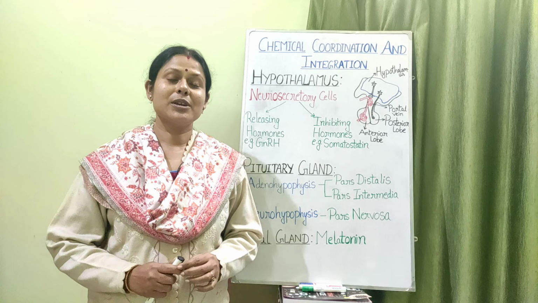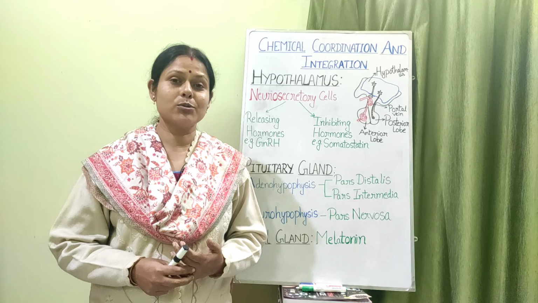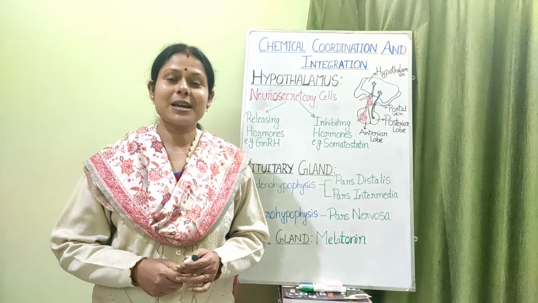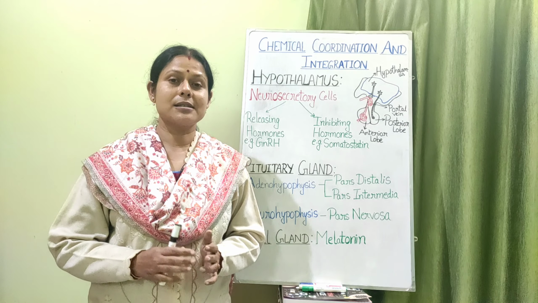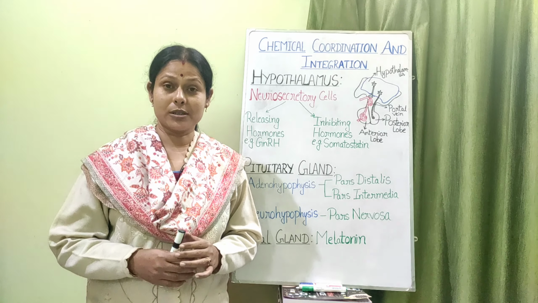In this chapter, we have come to know that the coordination and the control in the body of an organism, especially if we talk about human beings, can be brought about by two systems. One is the neural control, that is the nervous system, and another one is the endocrine system or the hormonal control.